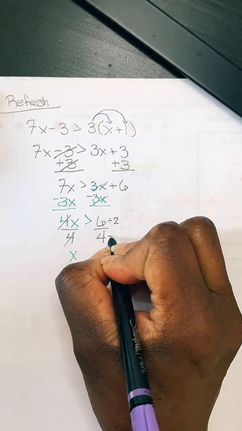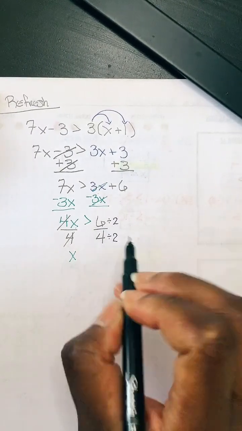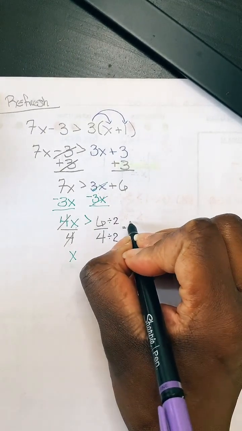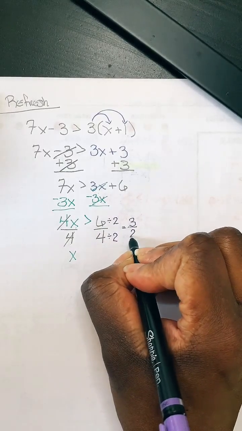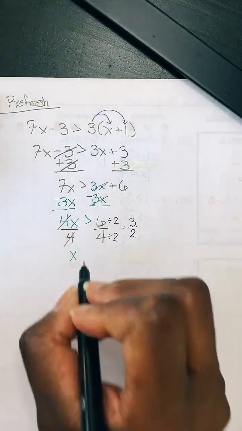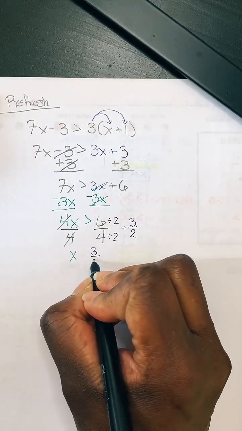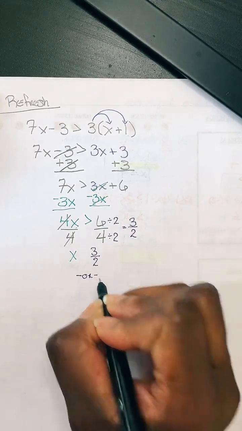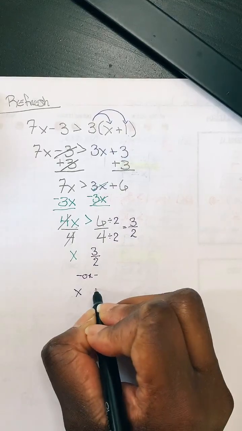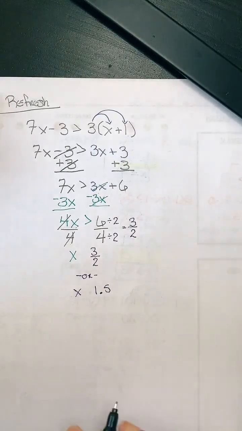They're both even. So if they both have a 2 in common, 6 divided by 2 will give me my 3, and 4 divided by 2 will give me my 2. So that means my x is 3 halves. If you want to, I'm going to write the word or it's going to be x and 1.5 if it is represented as a decimal.